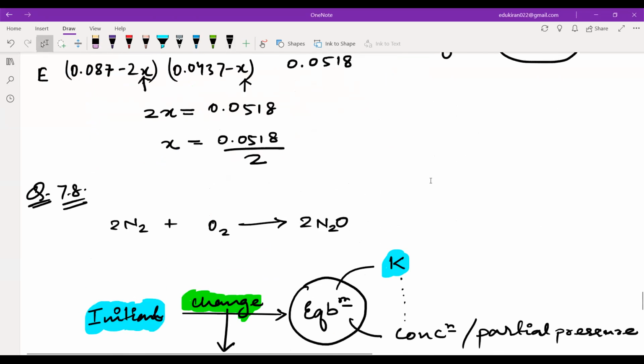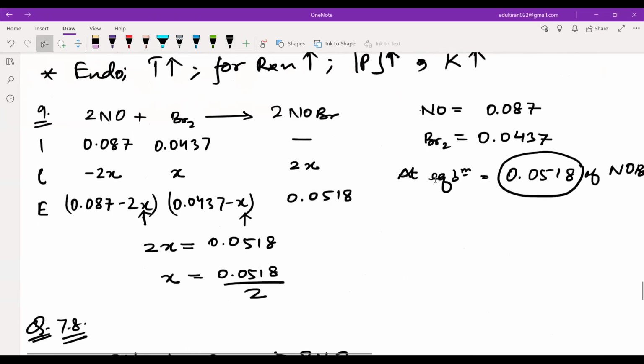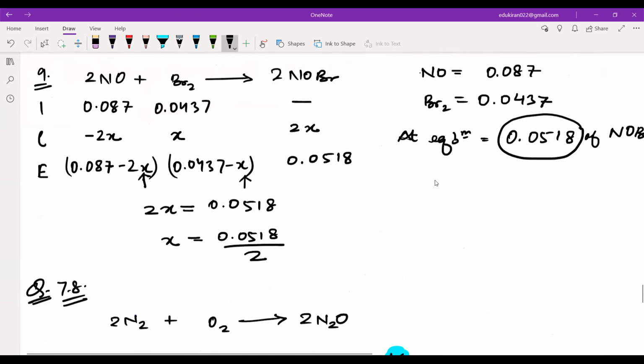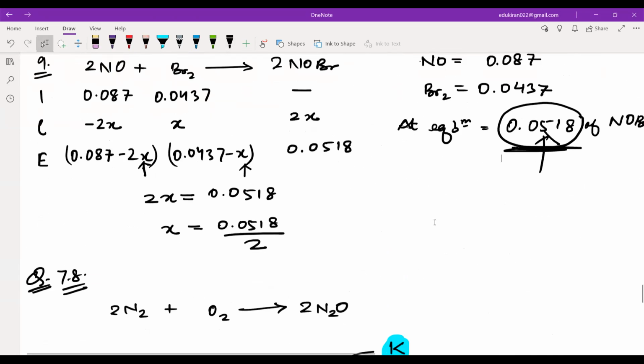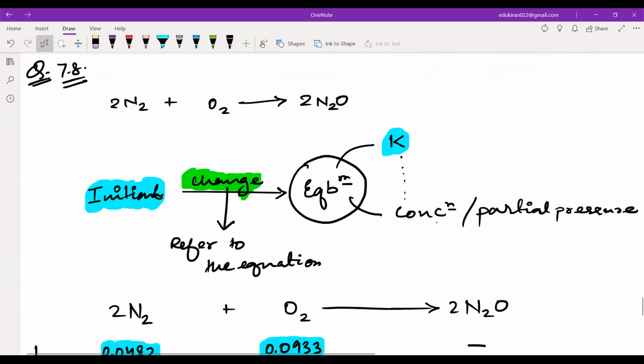See, in this case, what was given in question number 9? We were not given the equilibrium constant. We were given one of the concentrations. So at equilibrium, something will be given. You have to trace how to connect. How did we trace this?